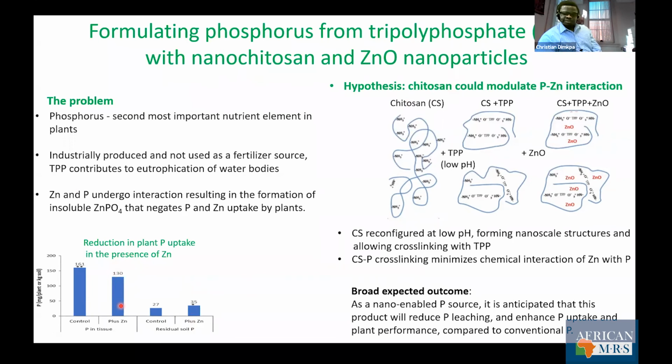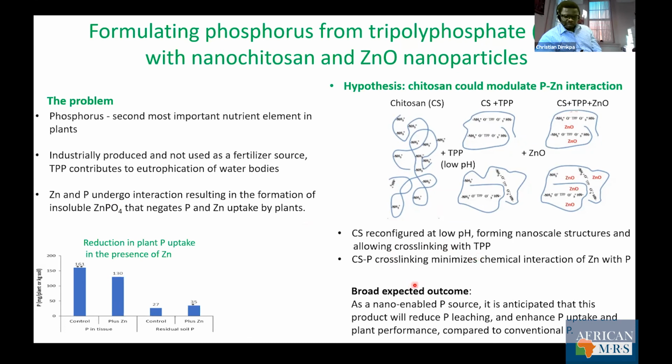into the water. So what I'm doing now, I'm taking some chitosan and I'm adding that to TPP at low pH. This low pH will cause the chitosan to reconfigure and then cause a cross-linking with TPP and the chitosan to form the nano-scale material. And then if you add the zinc to it, the zinc will just sit around in the complex with minimal interaction with the phosphorus, preventing this formation here. You see here, because you have the chitosan present that causes the cross-linking.